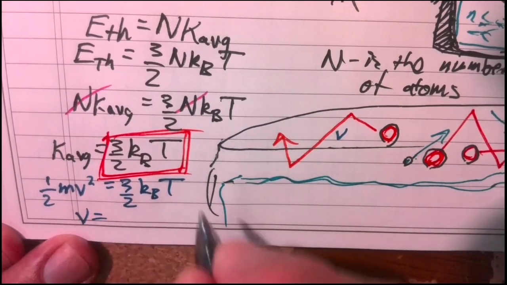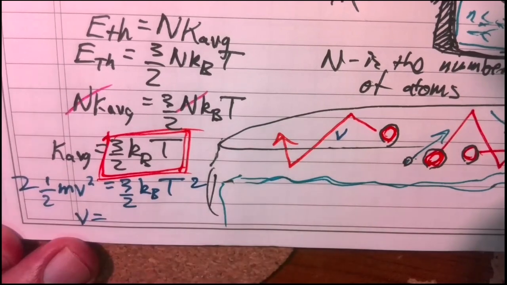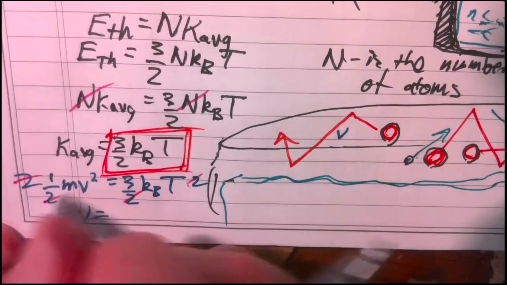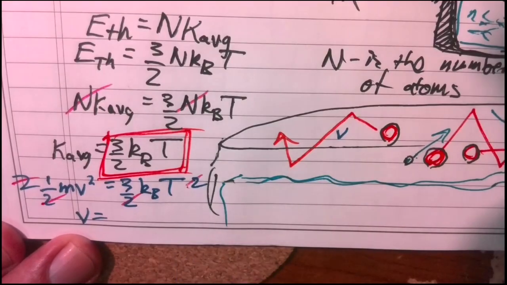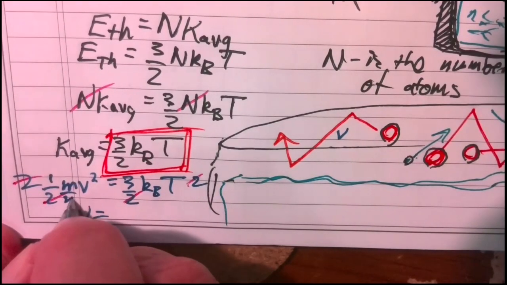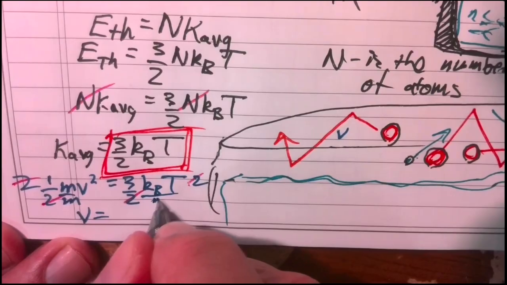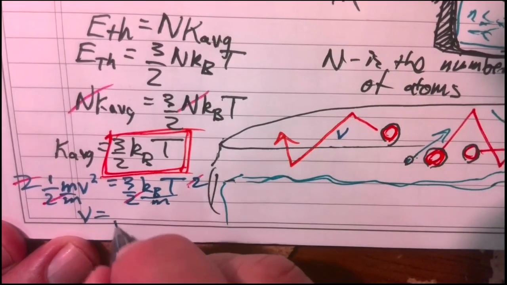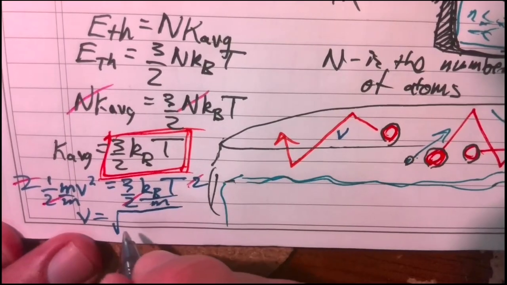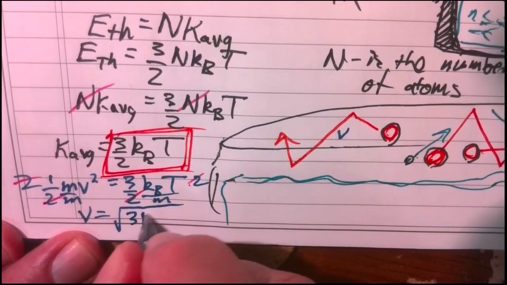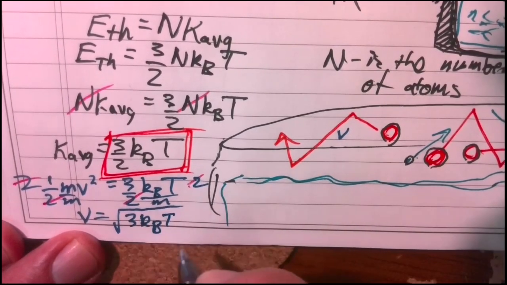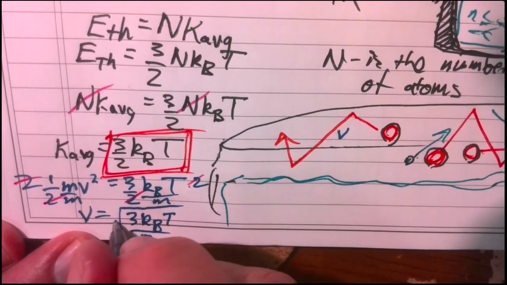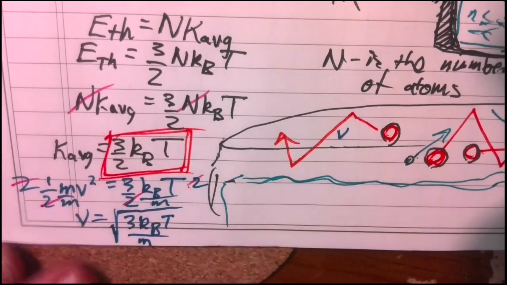So I'm going to multiply both sides by 2 here. My 2's are going to cancel, all my 2's are going to go away. I'm going to divide both sides by m, and take the square root of both sides. After a little bit of algebra, I end up with 3 times kB times T over the mass of one of these molecules.